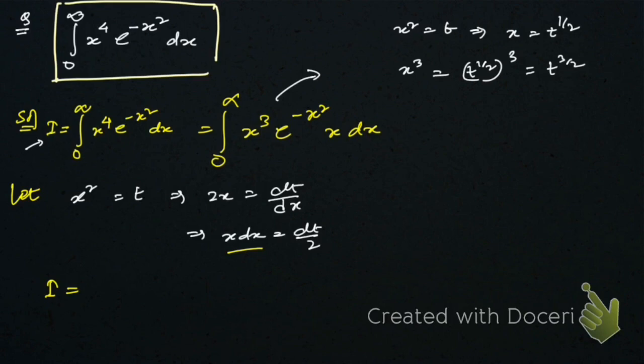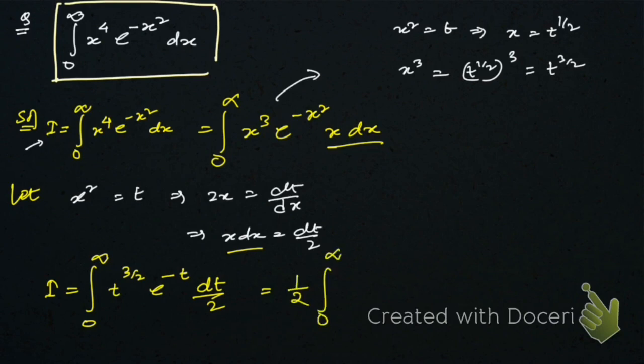So that's why we can write this I is equal to integral 0 to infinity t to the power 3 by 2 e to the power minus t, since x square is taken as t, and x dx is nothing but dt by 2. So we're going to write dt by 2. We can write the constant outside. Then integration 0 to infinity t to the power 3 by 2 can be written as 5 by 2 minus 1, right? Then e to the power minus t dt, right?